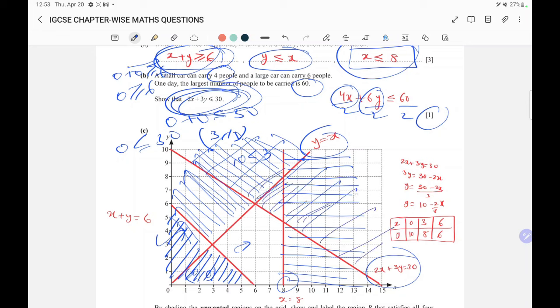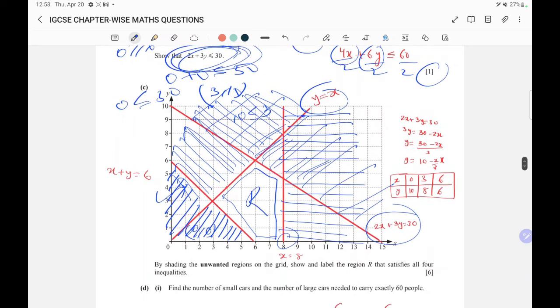See how beautiful the region we got. This, this, this, this and this. This is my valid region R. By the way, we should not draw this diagram. Simply we can write R.